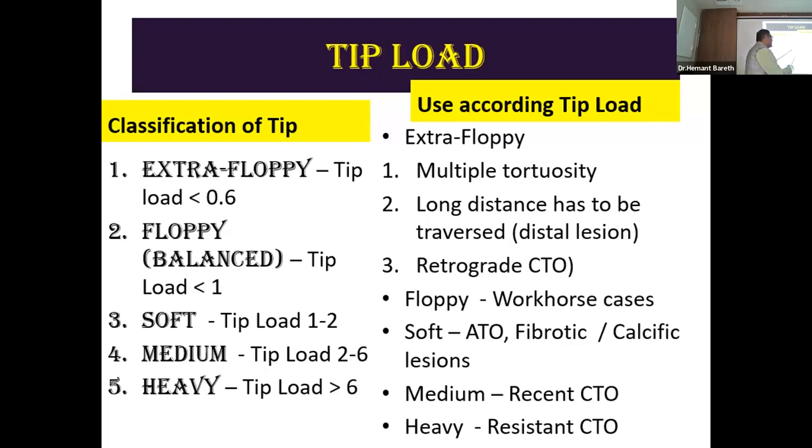And you are doing retrograde CTO, and I will come to that when I come to the CTO part. I will show you where this extra floppy wire like Fielder XT, Sion Blue, is used. Sion Blue is a classic extra floppy wire. It has got a tip load of 0.6. Another type of Sion Blue even has 0.5 tip load. So Sion Blue is an example. And then whenever you use a soft wire, as I said, it is for acute total occlusion, recent MI, or a very fine fibrotic lesion. Medium is recent CTO, heavy is resistant CTO. I already told you.